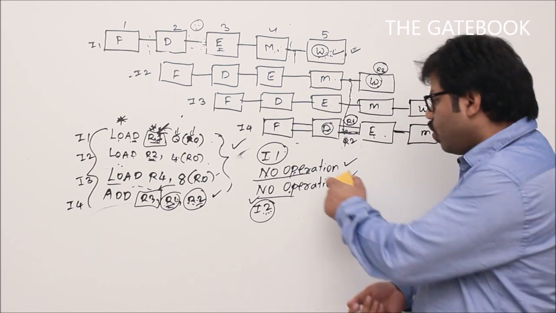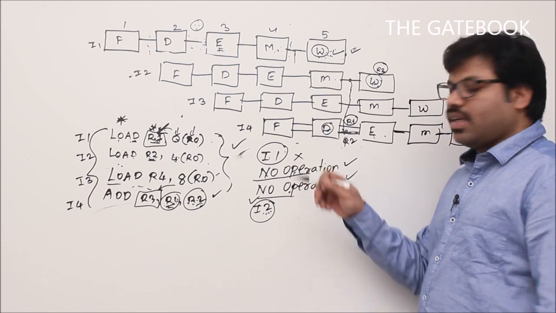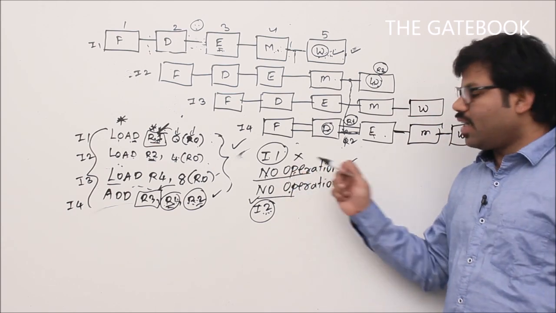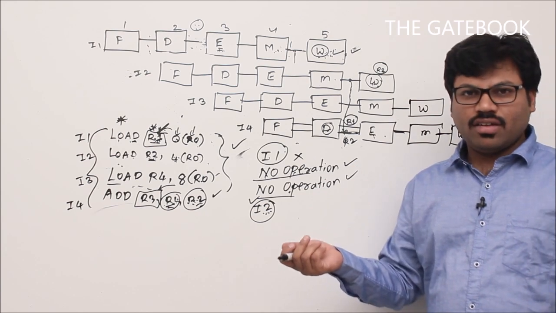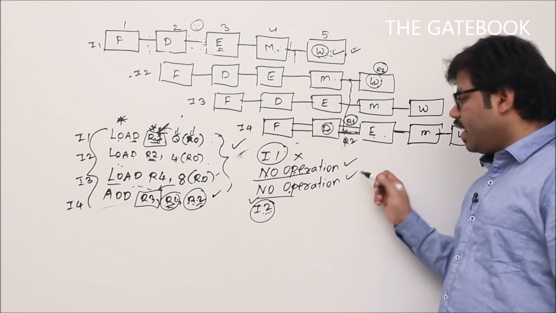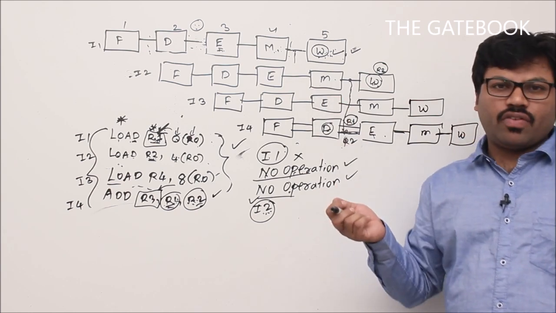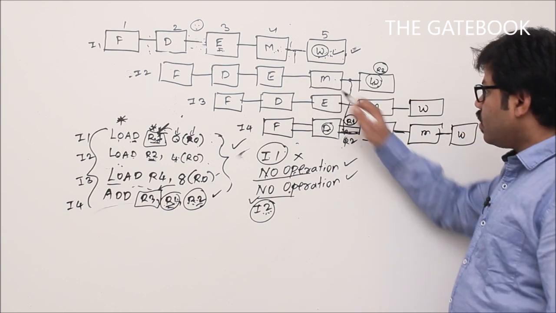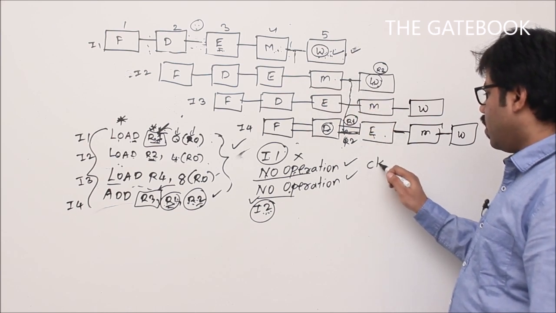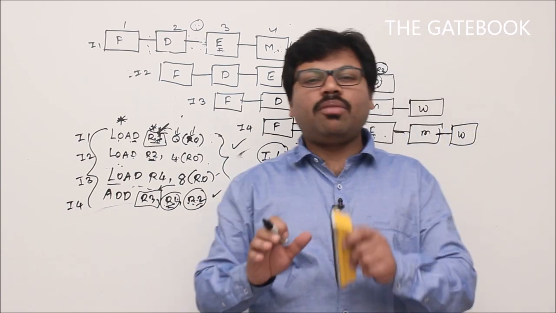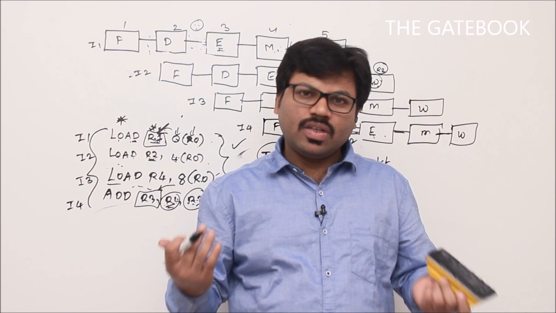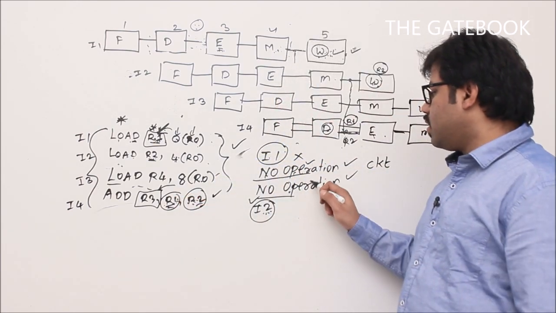Sir, why do you require no operation? Because of that we are not doing anything, right? So is it not like stalling the pipeline? Yes, it's exactly like stalling the pipeline. But the advantage is that no data forwarding is required. We are avoiding data forwarding, so when there is no data forwarding circuit, generally the circuits will be simple. Whenever you have a simple pipeline without a data forwarding mechanism, then we can go for no operation instructions.